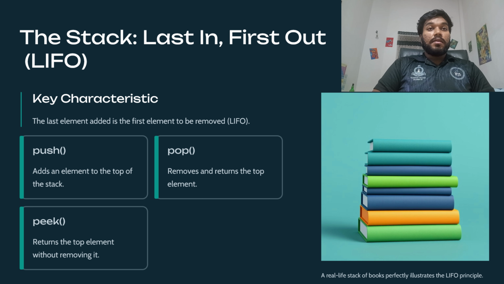What is a stack? Now let's quickly recall what a stack is. A stack works with the LIFO principle, last in, first out. It has three main operations: push, pop, and peek. Push means add an item on the top. Pop means remove the item from the top. Peek means look at the top item without removing.